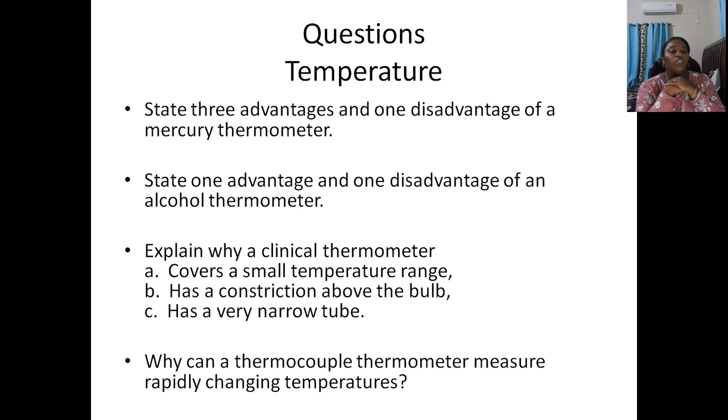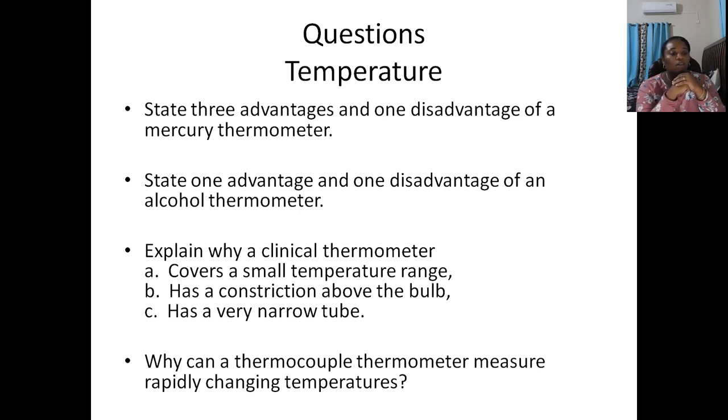State 3 advantages and 1 disadvantage of a mercury thermometer. Correct. So, advantage number 1, you can see the silver lining going up the thermometer. Advantage number 2, what is it? It has a low specific heat capacity and high conductivity. So that's 3 right there, right? And then a disadvantage is that it's poisonous or it's very expensive. So poisonous and or very expensive.